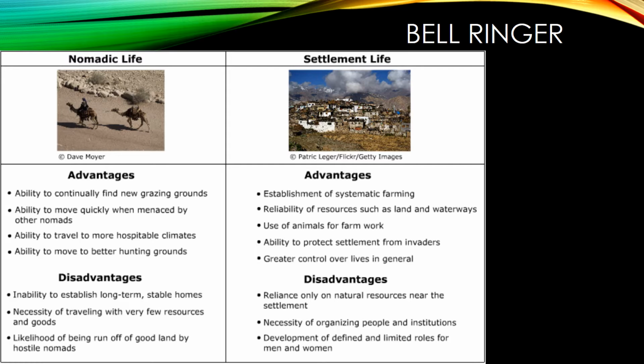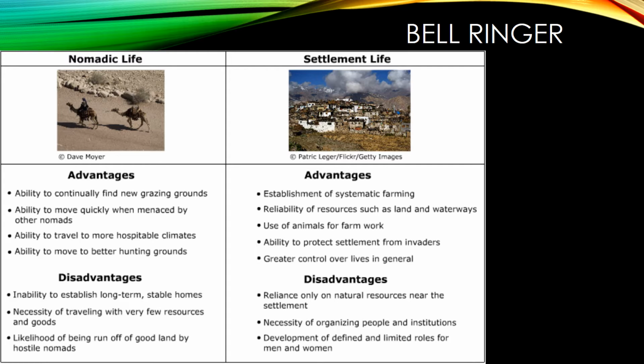Let's look at settlement life. The advantages. You got the establishment of systematic farming, which is great because you can then feed everyone in your group. Hopefully that is the goal. The reliability of resources such as land and waterways. Predictable flood seasons in the waterways gave you valuable resources in water. When you're roaming, you never know when you're going to come across fresh water again.